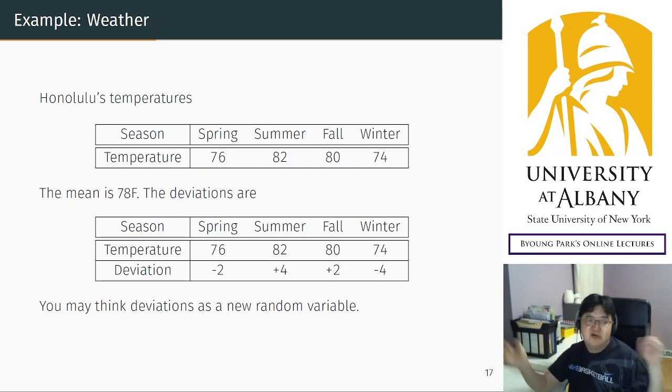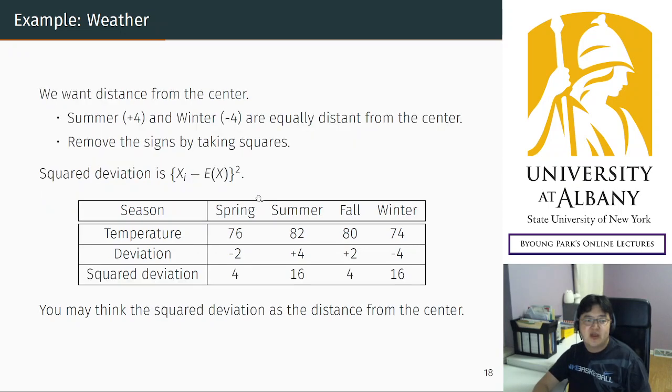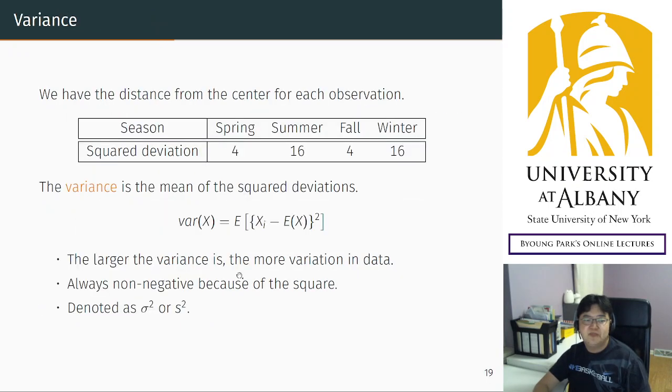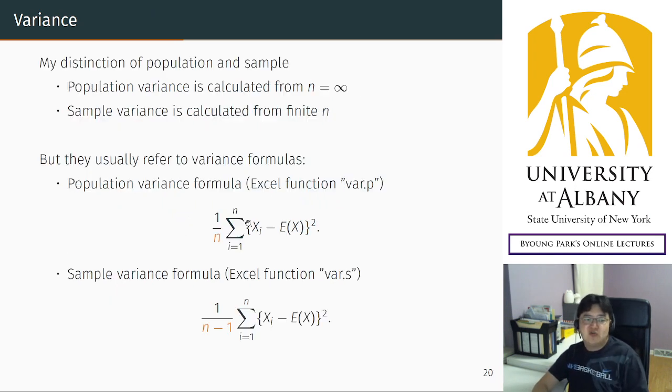it does not matter. So calculate the mean, subtract the mean from all the observations to obtain the deviation, and then square the deviations, and then calculate the mean. But when you calculate the mean, you may choose which formula you are using. And the sample variance is a more commonly used formula.